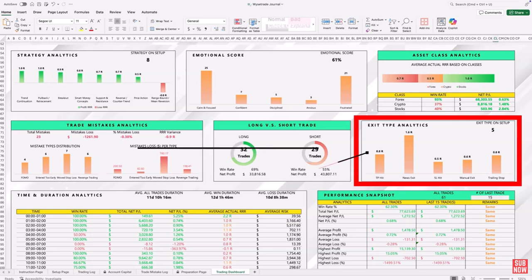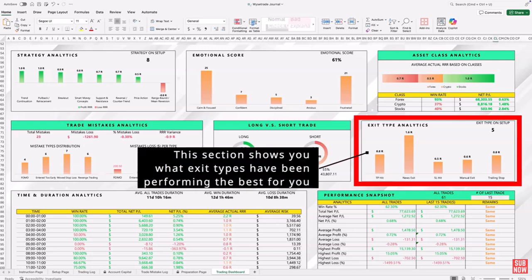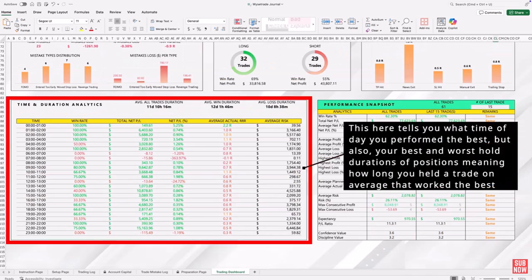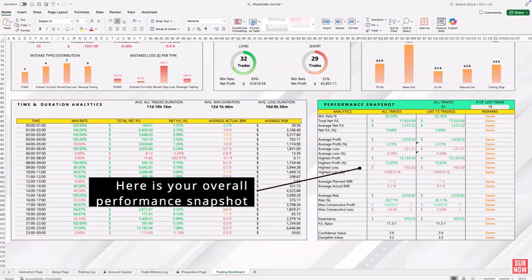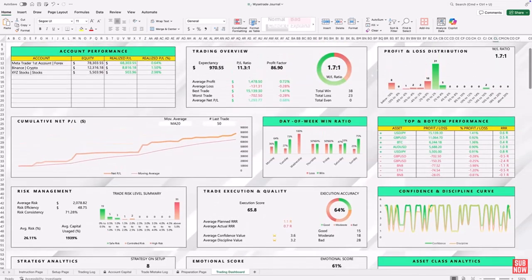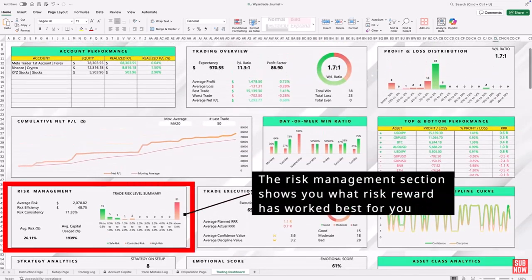This section shows you what exit types have been performing the best for you. This here tells you what time of day that you traded performed the best, but also your best and worst hold durations of positions, meaning how long you held the trade on average that worked the best. Here's the overall performance snapshot. The risk management section shows you what risk reward has worked best for you.